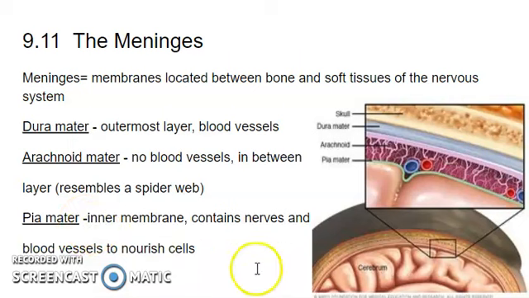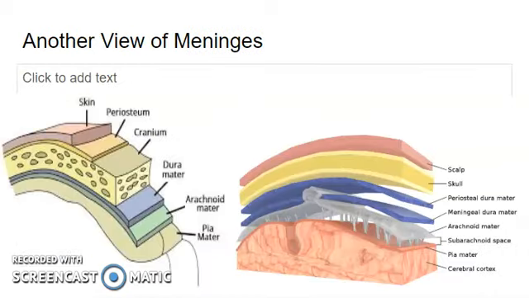And then finally, pia mater, however you want to say that, that's your inner membrane. It actually sits on the nerves and the blood vessels themselves. So if you looked up here, this right here is your skull. Your dura mater would be this gray line here. Your arachnoid mater is this layer right here. It looks like spider webs. That's why they call it arachnoid. And then sitting on the actual brain itself is the pia mater there.